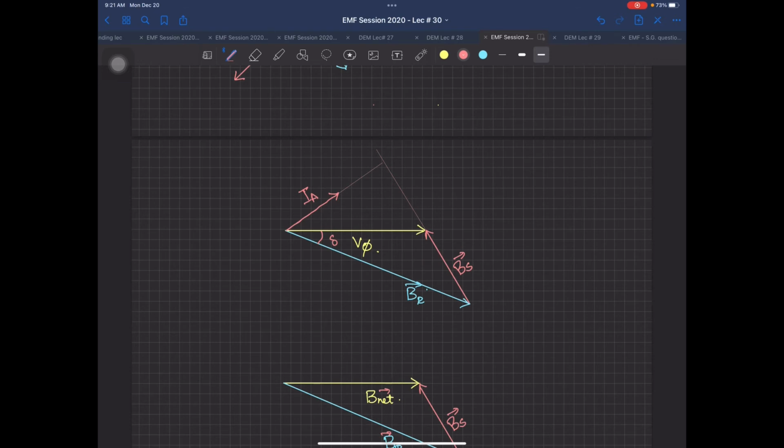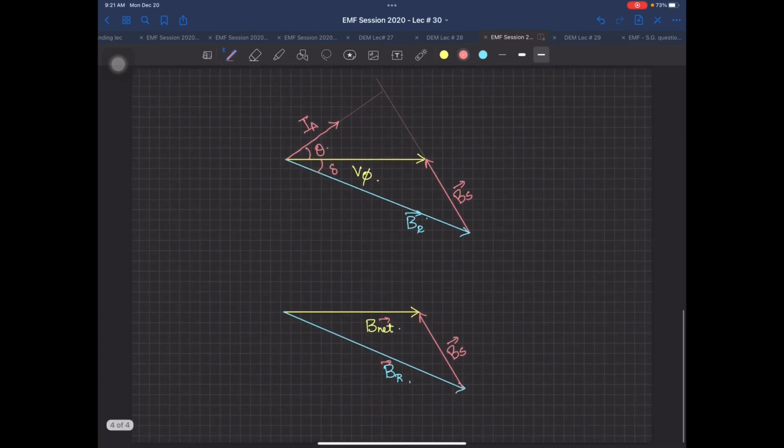The current was previously lagging. Now it has become leading. And this angle has changed from a negative angle. So what has now changed? The machine was in generator mode, and now it has gone to motor mode, with these three vectors over here. This is the magnetic field diagram, and this is your phasor diagram.